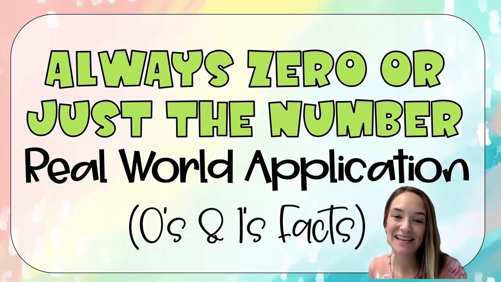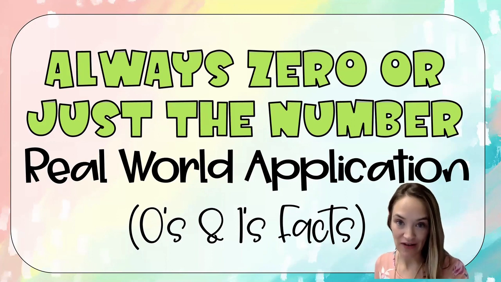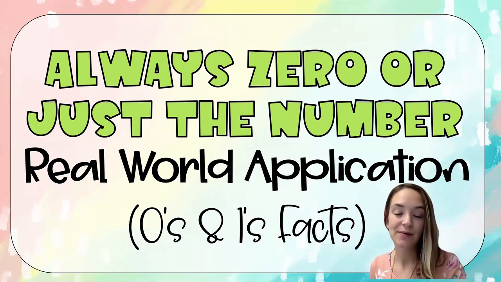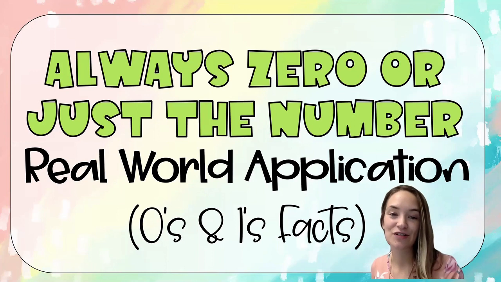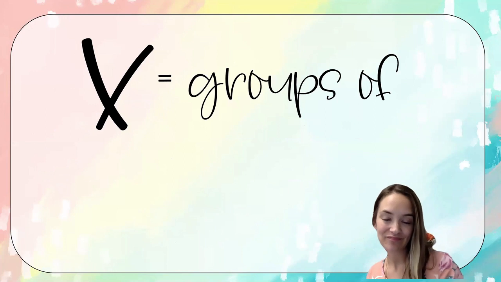Hey, it's Mrs. Massey, and today we're going to be talking about two different strategies, one for our zeros facts, which is always zero, and one for our ones facts, which means just the number. So let's go ahead and get started with our ones facts.